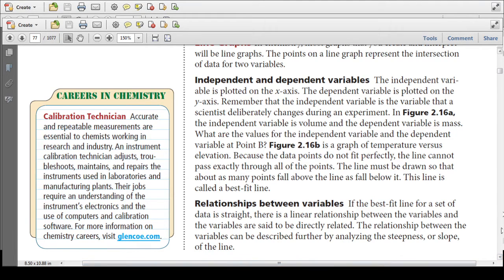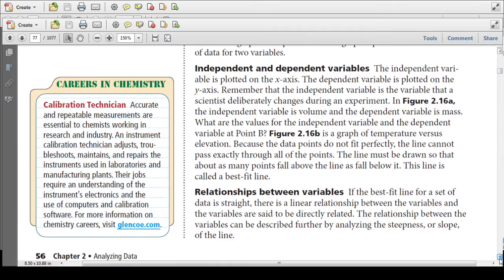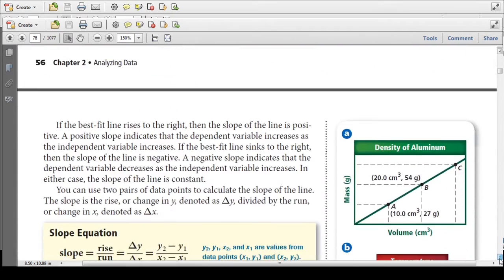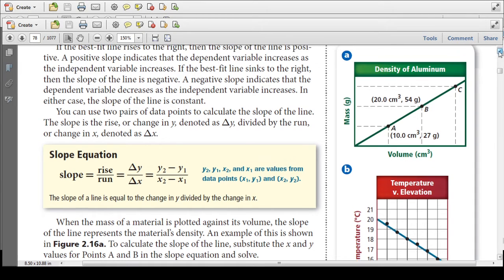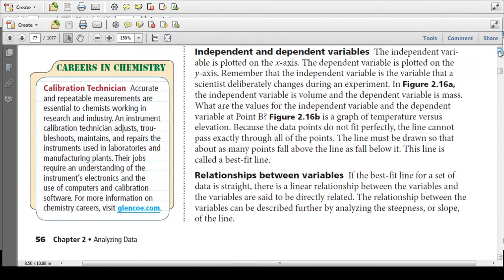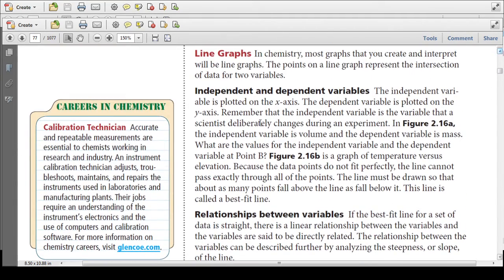If we look at figure 2.16a, we're changing the volume in this case, and we want to see how the mass changes, knowing the density, trying to find the density of aluminum. If we look at figure 2.16b, this is a graph of temperature versus elevation.